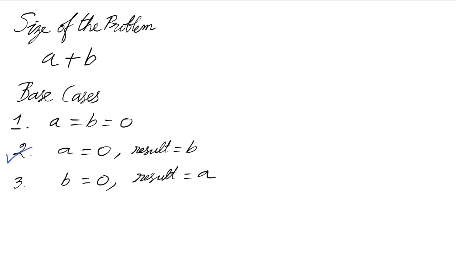The second and third base cases make the first base case redundant. The second and third base cases guarantee that a and b will be positive for recursive cases.